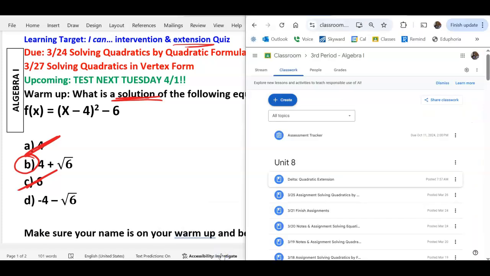This extension right here is what I want you to do if you've done all your work, turned them in, everything's good. Okay, now if you need to catch up and finish things, do that first. But I'll let you know if you need to do some correction intervention with me. Please finish and turn stuff in, correct stuff. If you're done with all that, please do the extension, which is the Delta at this link. Cool? All right, here we go.